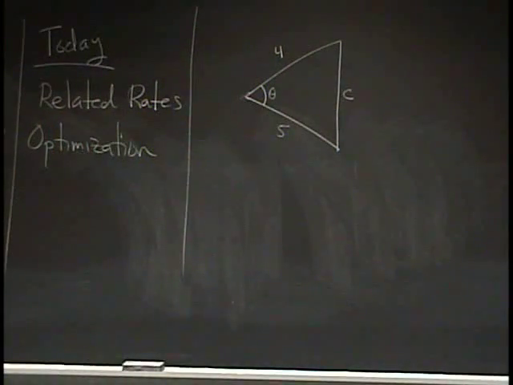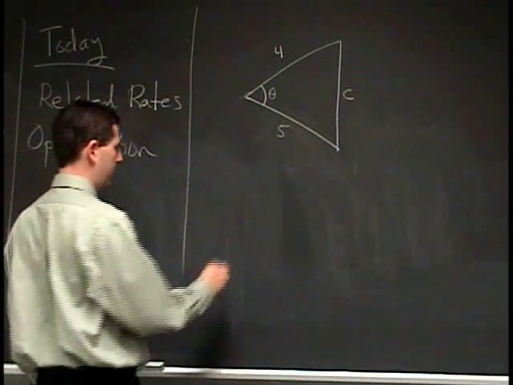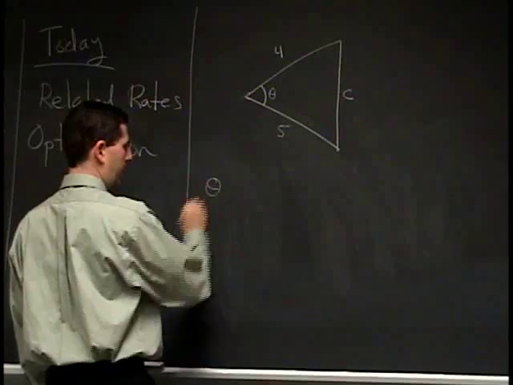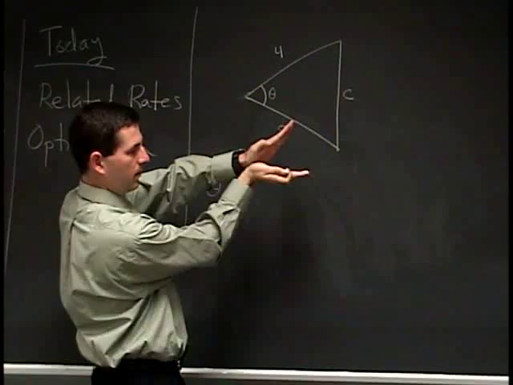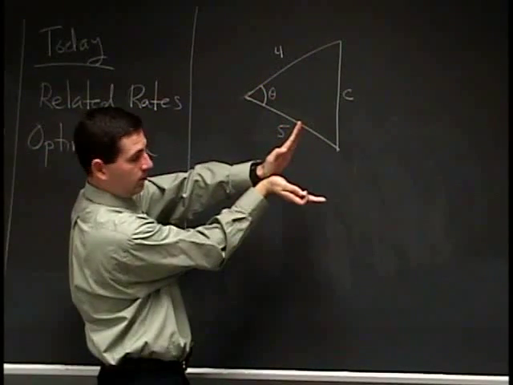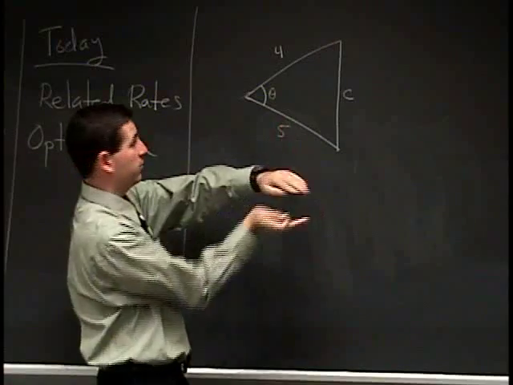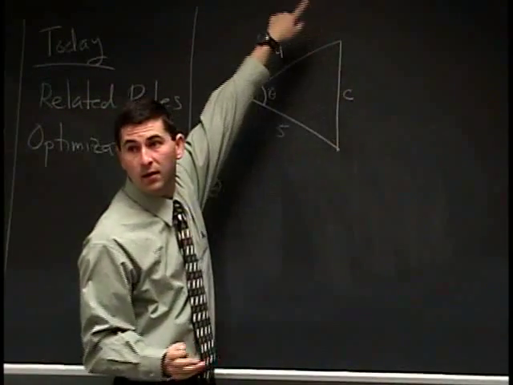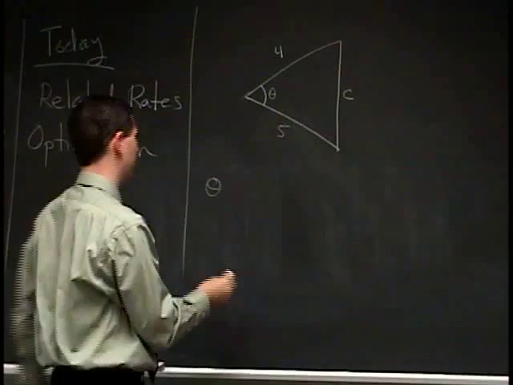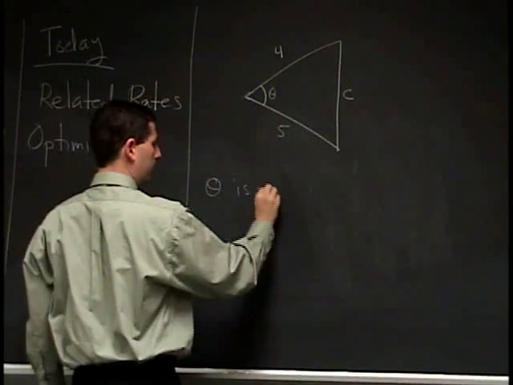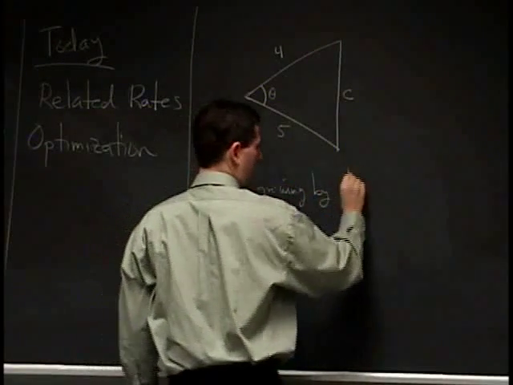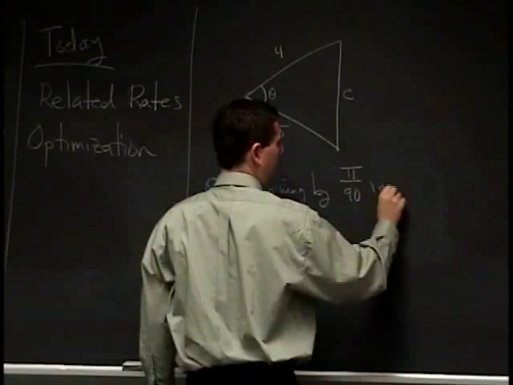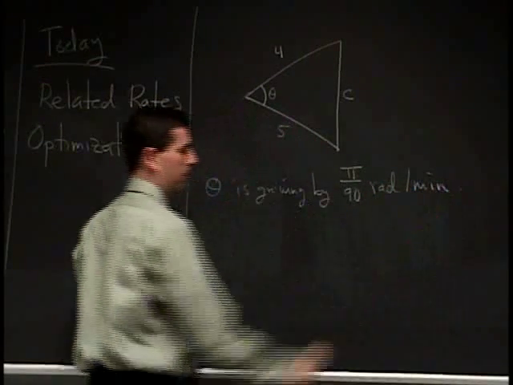Okay? And what I know is that this angle theta is actually increasing. So I have a triangle, think about it like this, but it's actually getting bigger. Right? This angle in between the 4 and the 5 is getting wider. Okay, which means, what's happening to this side C? It's increasing. So theta is growing by pi over 90 radians per minute.